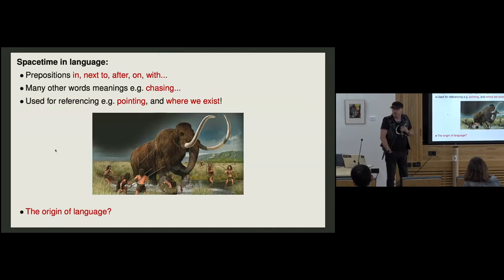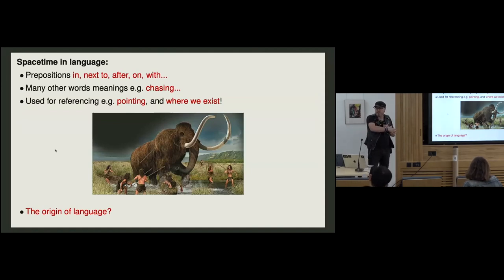And you can even think of space-time as the origin of language. Like people wanting to take down a mammoth, so you have to communicate. So basically all your communication is going to be about spatial references. So maybe the structure of language is actually a representation of space intrinsically. Anyway, that's a speculation.